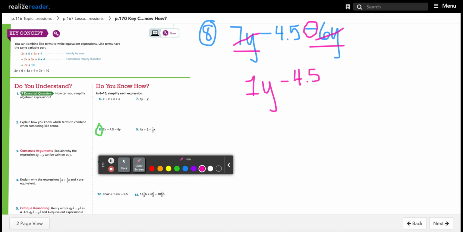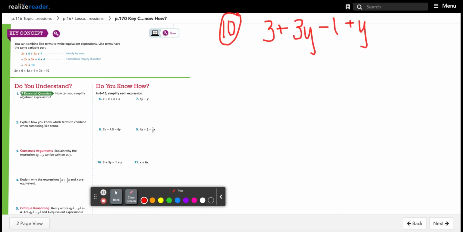But we're not going to leave our answer like that. We would just write y minus 4.5. We know that 1y is really just y. So we combine the like terms. 4.5 doesn't have a y, so we cannot combine it. Okay, the last question we're going to look at is number 10. 3 plus 3y minus 1 plus y.